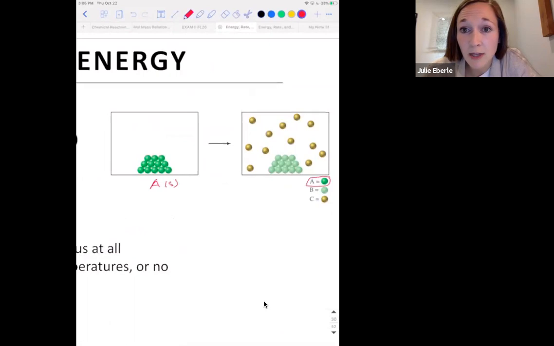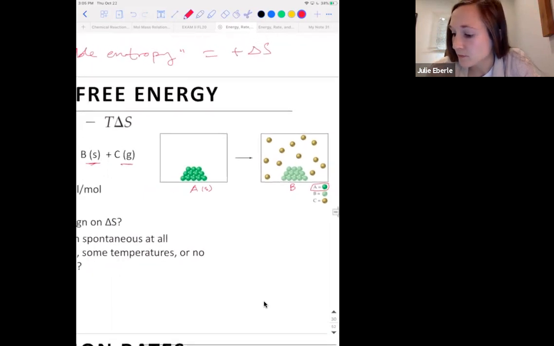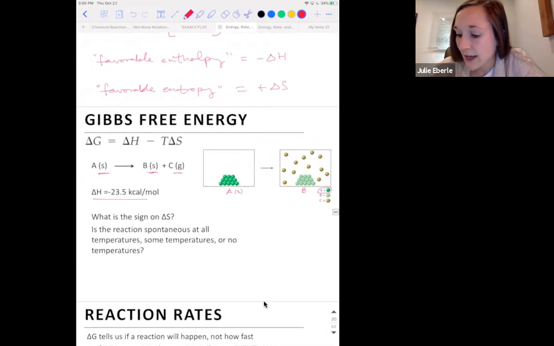And we can tell it's a solid because of the way the spheres are ordered and arranged. Solids have inherently more order this way. B is the faded green. And then C are the gas particles, and that looks like a gas because they're filling the space of the container. They're moving around like gas particles do. It gives us delta H, negative 23.5 kcal per mole.